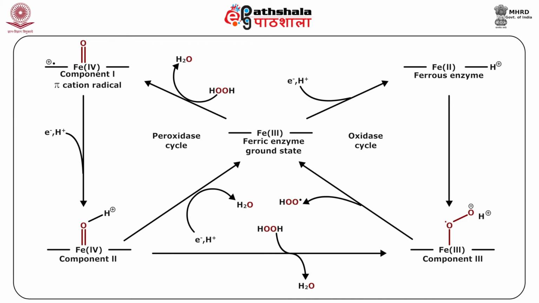In the next step, iron 4 compound 1, which is a pi cation radical, accepts 1 electron and 1 H plus to form compound 2. In the next step again, compound 2 accepts 1 electron and 1 H plus to form a water molecule, while the iron 3 enzyme is regenerated. What happens if compound 2 interacts again with a hydrogen peroxide molecule? If it does so, compound 3 is generated as a water molecule gets eliminated and iron 3 gets coordinated to OOH. In the next step, the OOH radical is eliminated and the iron 3 enzyme is regenerated.